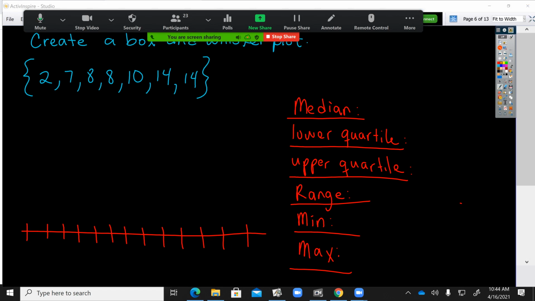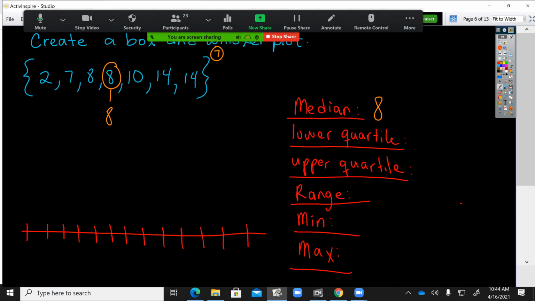Median. So the measure of center we're going to work on at first here is median. Median, like I told you yesterday, is the number in the middle. If it's an odd amount of numbers like this, we have 7 total numbers here, then there's going to be 1 in the middle. So in this case, the 1 number in the middle is 8. So my median is 8.